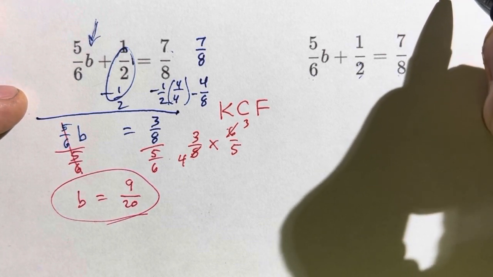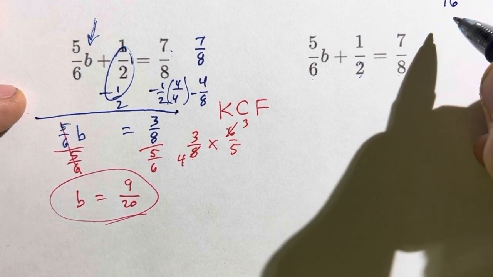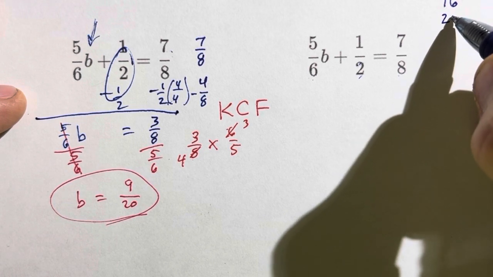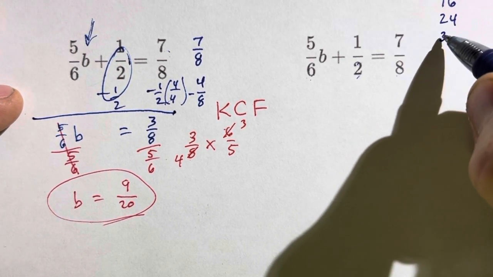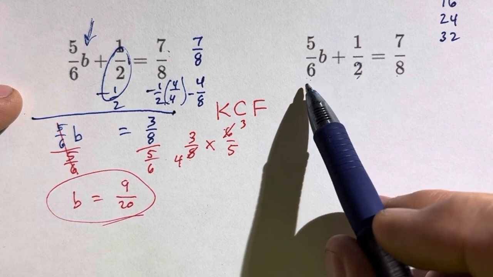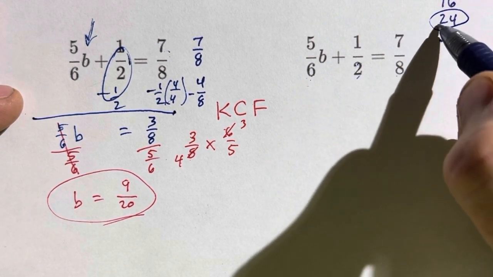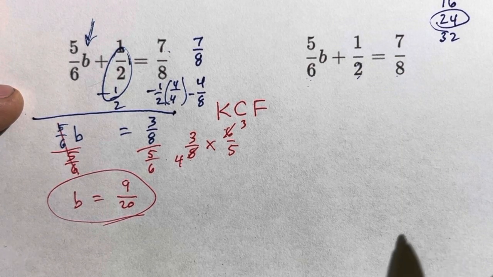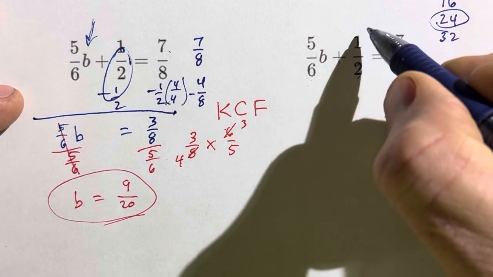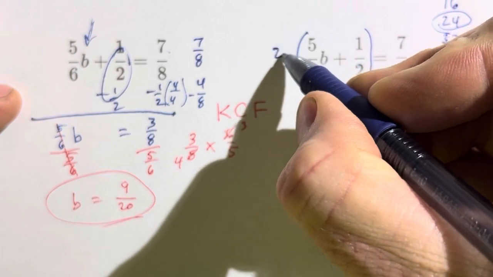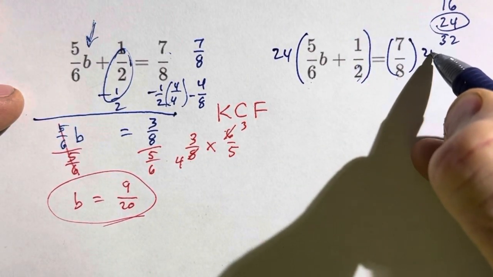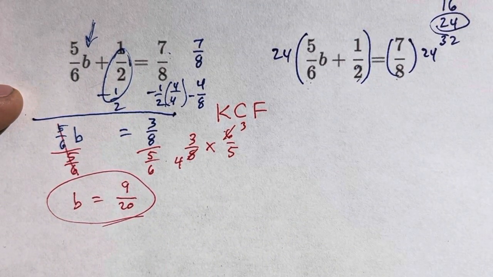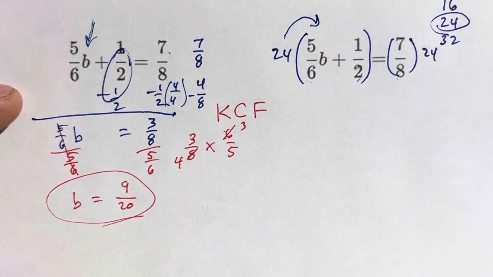8 times 1 is 8. 8 times 2 is 16. 8 times 3 is 24. 8 times 4 is 32, and so on. And then look and see which one of those 6 goes into, and 6 goes into 24. So 24 is my common multiple, least common multiple. So what I'm going to do is I'm going to multiply both sides by 24. Okay, well right here I've got to distribute.